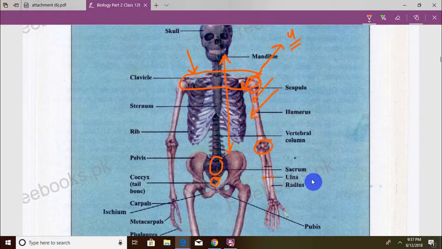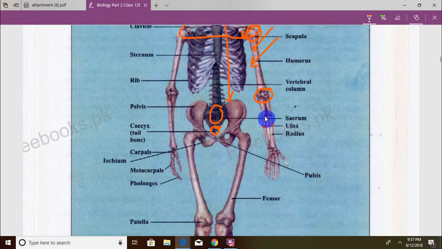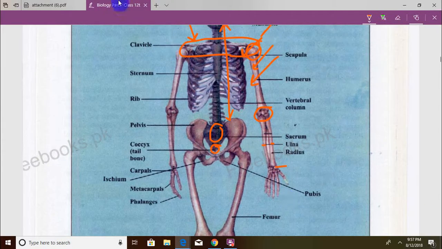So then we have, after the 1 radius, 1 ulna, we have 8 carpals, and these are the wrist bones. And after 8 carpals we have 1, 2, 3, 4, 5 metacarpals, and these form the framework of the palm. And then we have 5 rows of 14 phalanges. Obviously in each row there aren't an equal number of phalanges, but in total we have 14 phalanges. And that's literally it.